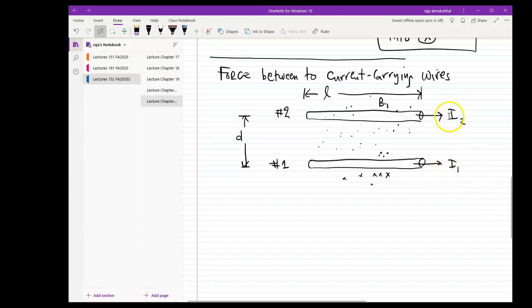So I2 is going to feel an external magnetic field, B1. So in this case, it will feel a force. That force is going to be pointing in the downward direction. I'm going to call it magnetic force, F2. And this F2, using what we covered in the last lecture, is going to be equal to I2 B1 L.